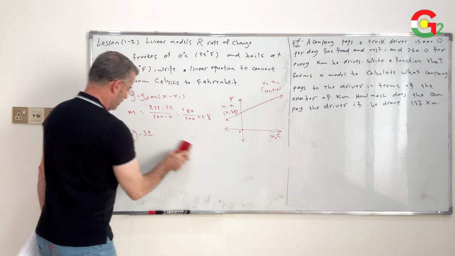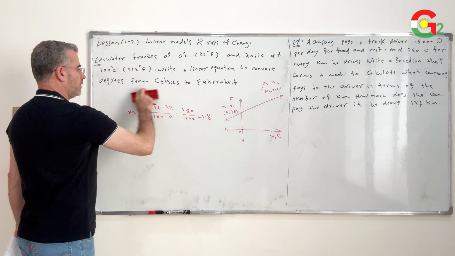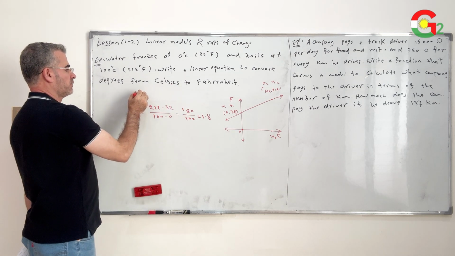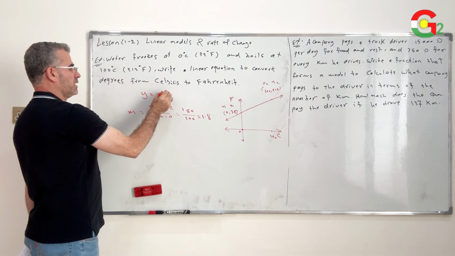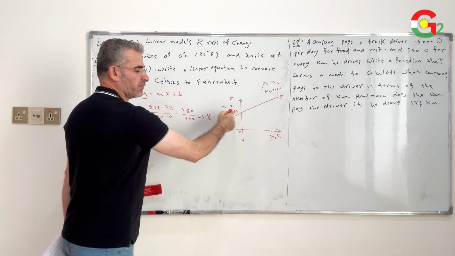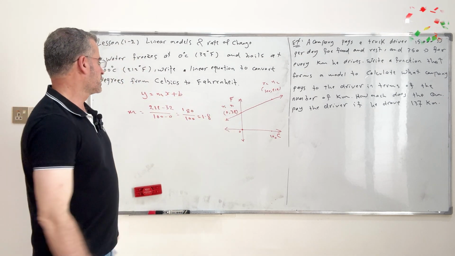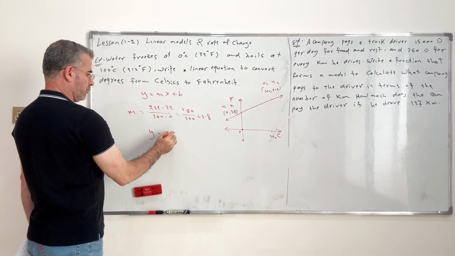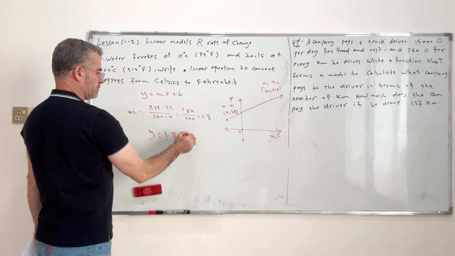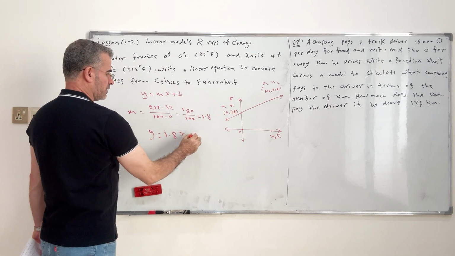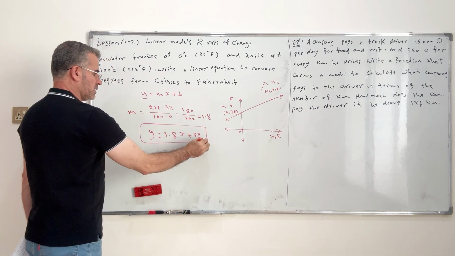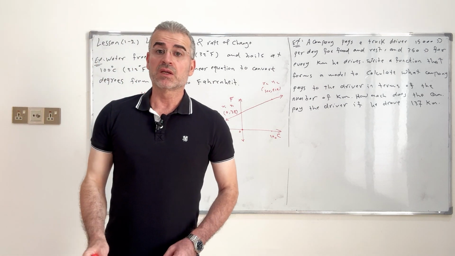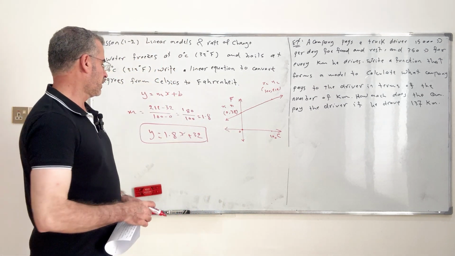Or I can apply the slope intercept form y equal to mx plus b. Since I have the y-intercept, it is easiest. Y equals the slope 1.8 x plus b, the y-intercept 32. This is the linear equation to convert degrees from Celsius to Fahrenheit.